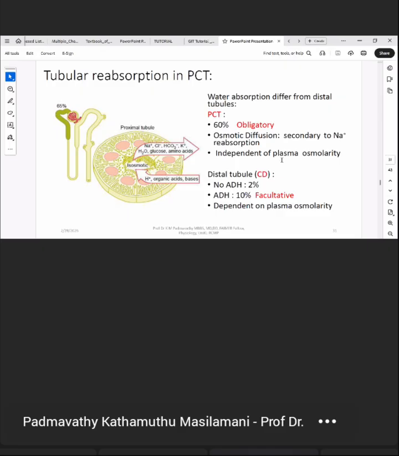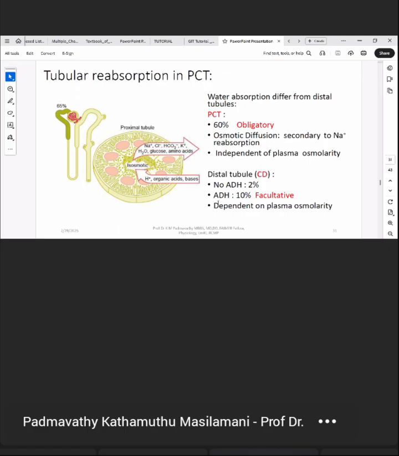And how is the water absorption different from the distal convoluted tubule? In the proximal convoluted tubule, as I just told, the water is reabsorbed along with the sodium. So the absorption of water is obligatory, and it is mainly by osmotic diffusion. About 60 or 65% is reabsorbed here, and it is independent of osmolarity. How much sodium is absorbed, that much water is reabsorbed. So it does not depend on the plasma osmolarity.